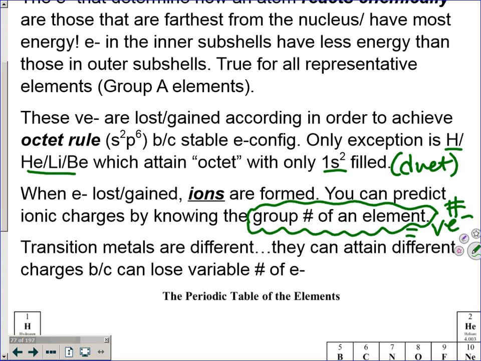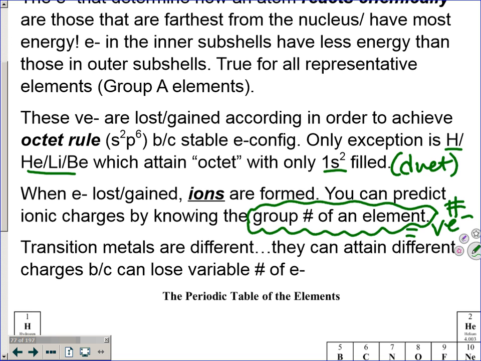But in all, where are the valence electrons? On the outside. What's so special about the valence electrons? They control reactivity. Okay, so these are the main points. So an atom can gain or lose electrons in order to meet what rule?